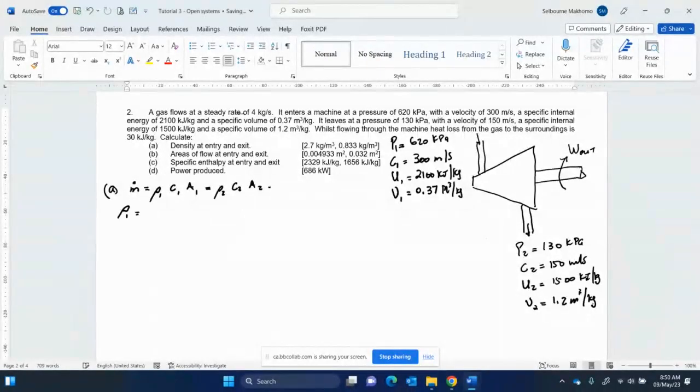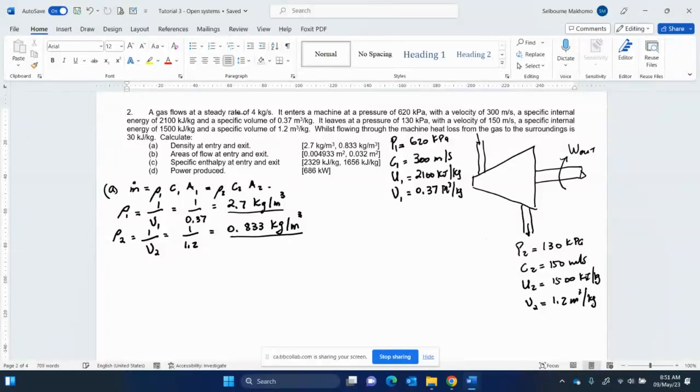So the density at 1 is given by 1 divided by specific volume at 1, which is 1 divided by 0.37, which is 2.7 kg per cubic meter. This is our density at the inlet. The density of gas at the outlet, density at 2, is 1 divided by the specific volume at the outlet, which is 1 divided by 1.2, and that is 0.833 kg per cubic meter. So now we have obtained the densities at entry and exit.